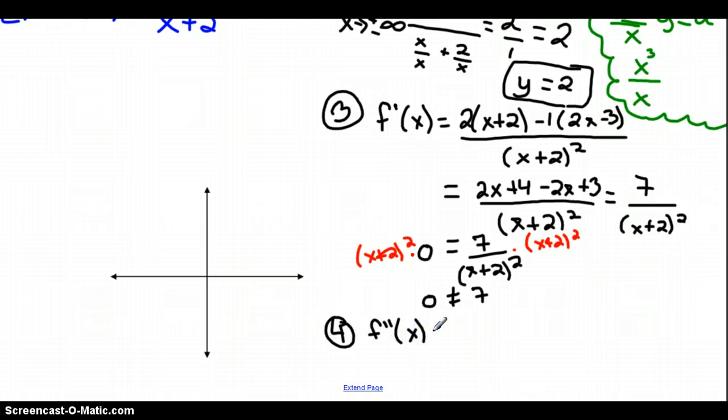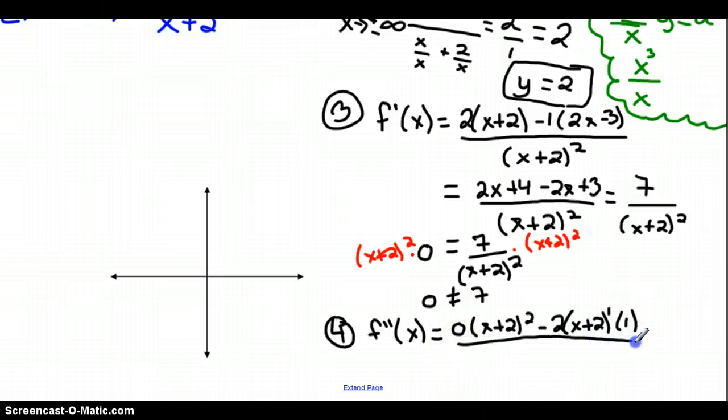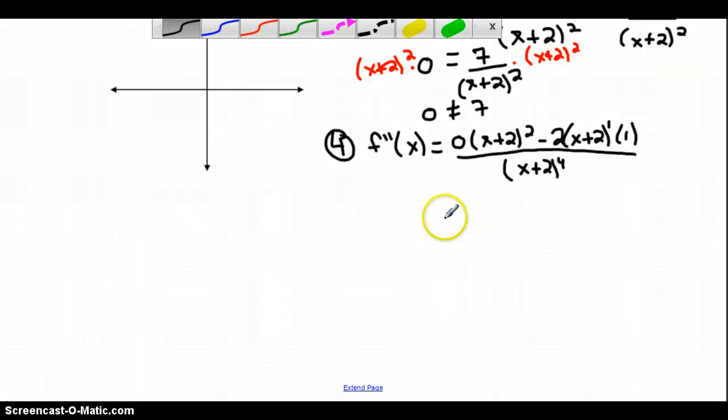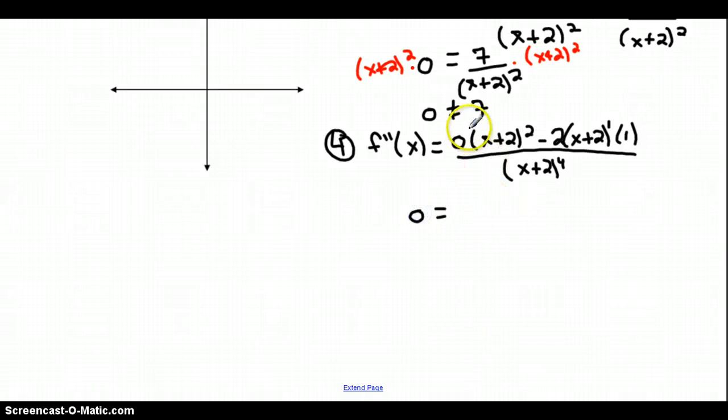So let's go ahead and find the second derivative. Derivative of the numerator is 0 multiplied by the denominator, and subtract the derivative of the denominator. So chain rule here, 2 times (x + 2) now drops to the power of 1 multiplied by the derivative of the inside function. So that's 1 divided by my denominator, (x + 2) quantity squared, squared. So now I have to the fourth. All right, so let's extend the page here. If I wind up simplifying this and setting it equal to 0, I'm going to come out with a similar case here.